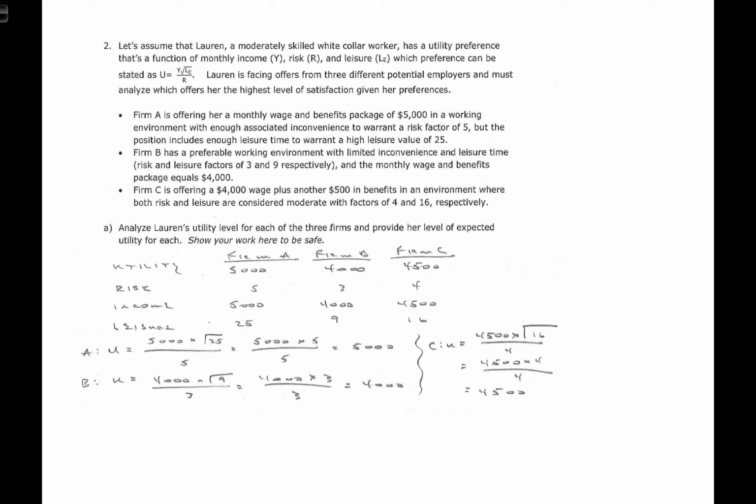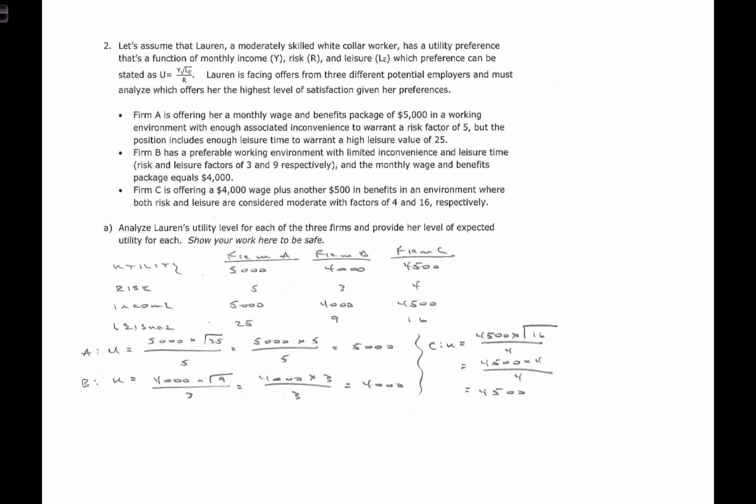Not coincidentally, the way I set this up, the square root for each one of these is going to be such that we end up simply with the utility being equal to the wage that can be identified here. I just set it up for convenience, but you would have had to calculate each of them to see this. So as you look at each of them, we see that for firm A, Lauren has a utility value of 5,000. For firm B, a utility value of 4,000, and firm C, a utility value of 4,500.